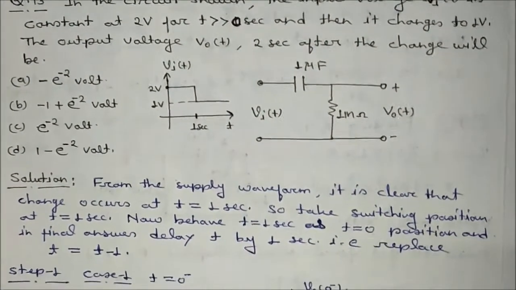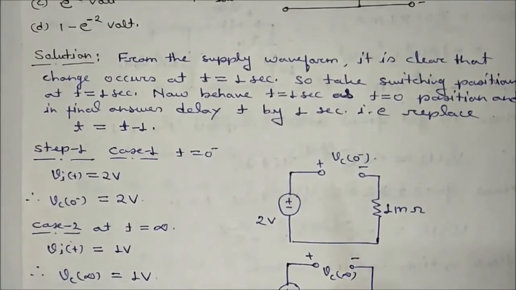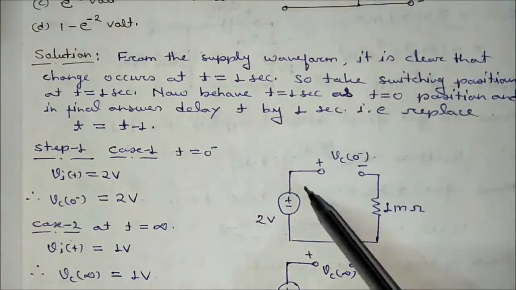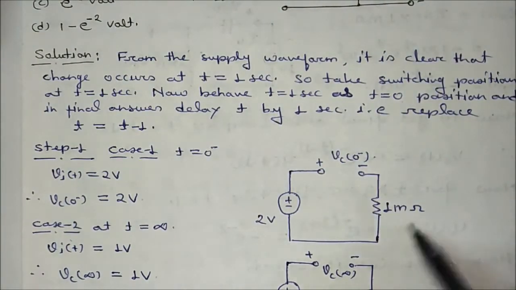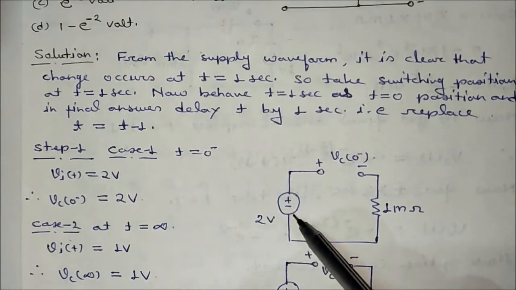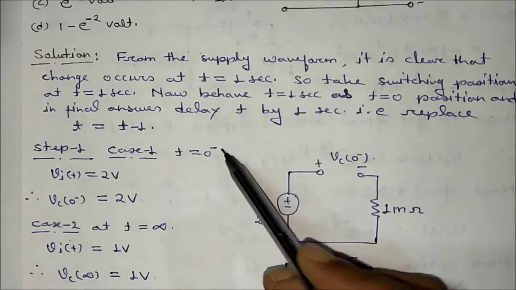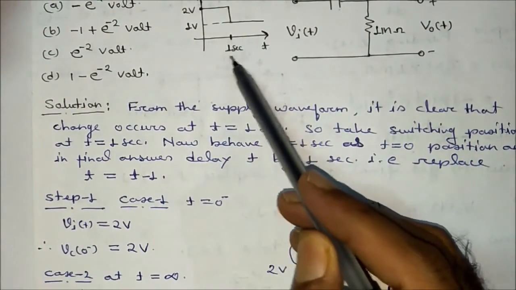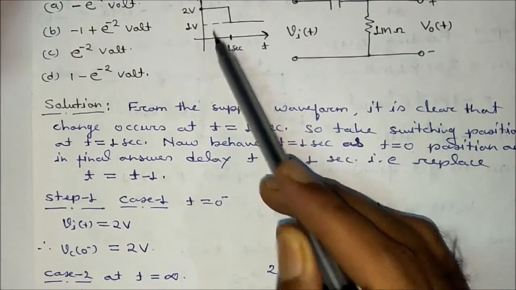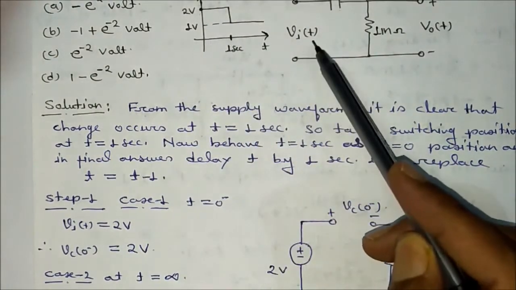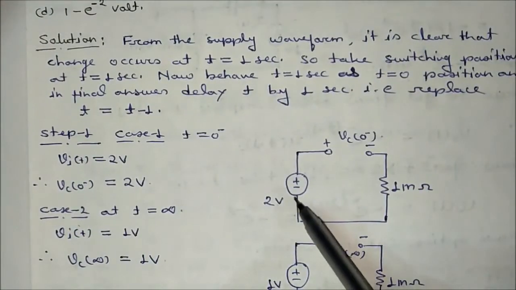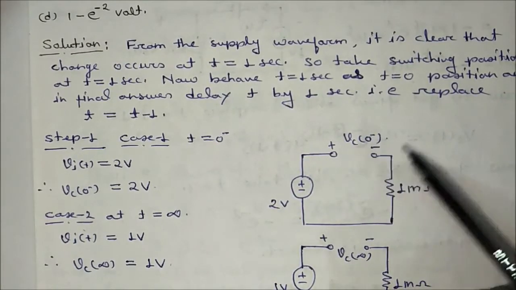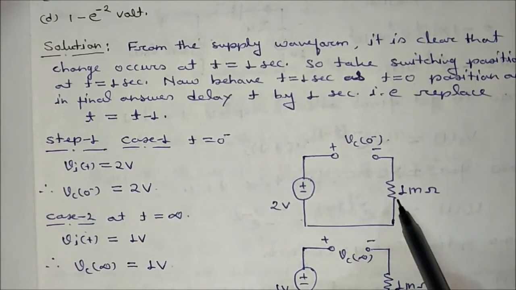Okay, so let's start with the same approach. First step, case 1, t equal to 0 minus. The capacitor will behave like an open circuit. This is 1 mega ohm, and this is the supply voltage of 2 volt. Here t equal to 0 means I am treating this 1 second position as the 0 position. Just before it, how much is the voltage? That is 2 volt, so Vi(t) will be 2 volt. Now in this circuit, the value of VC(0 minus) is exactly equal to 2 volt because there is no current in this.